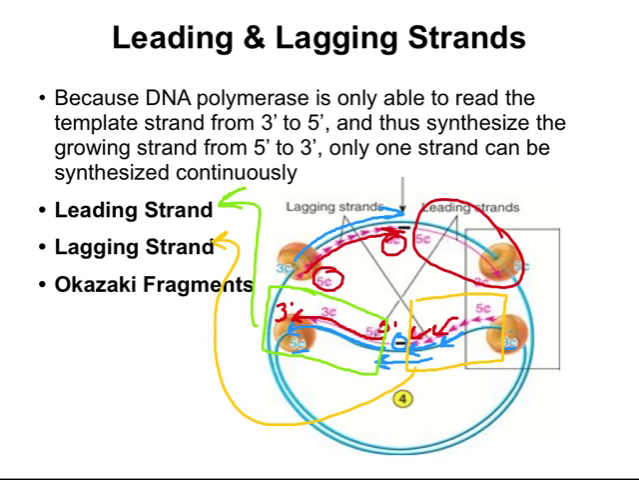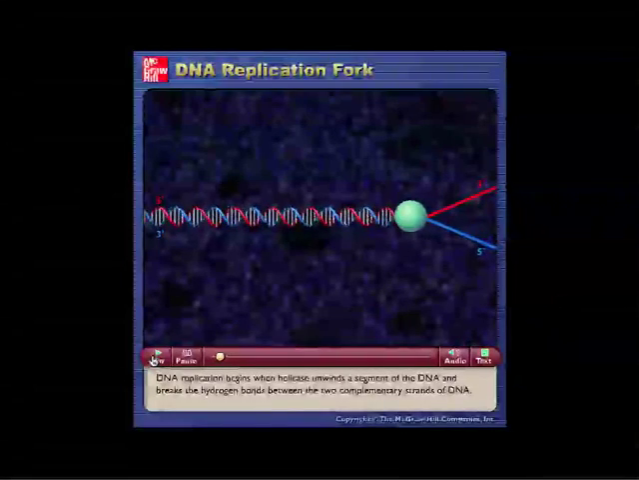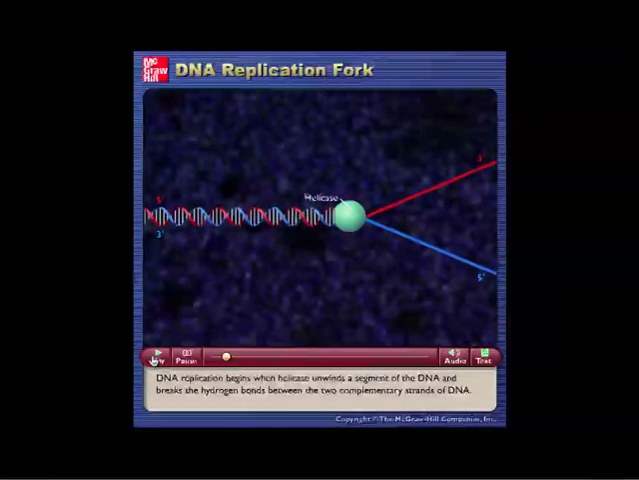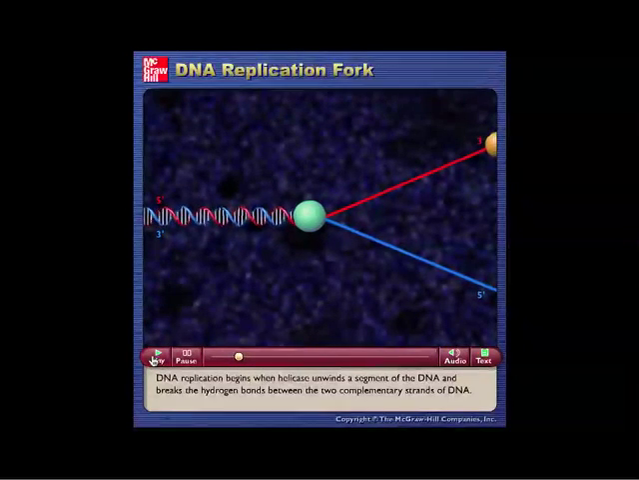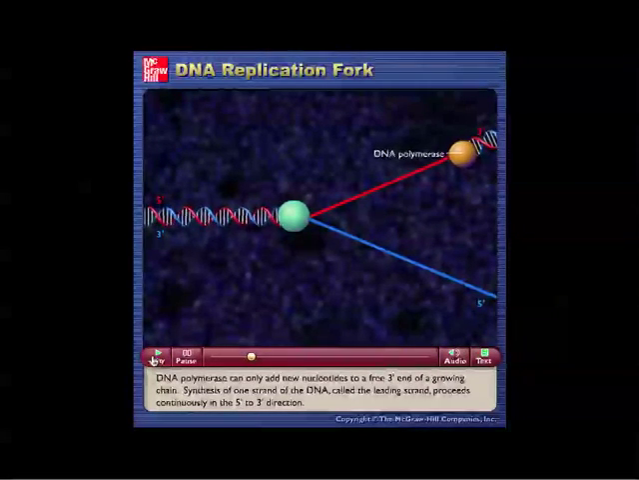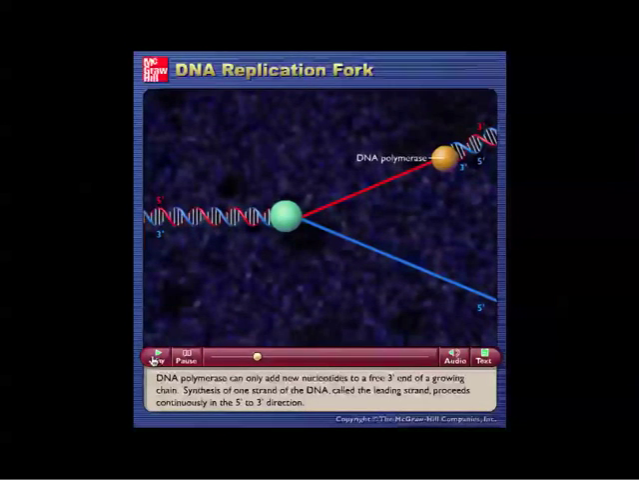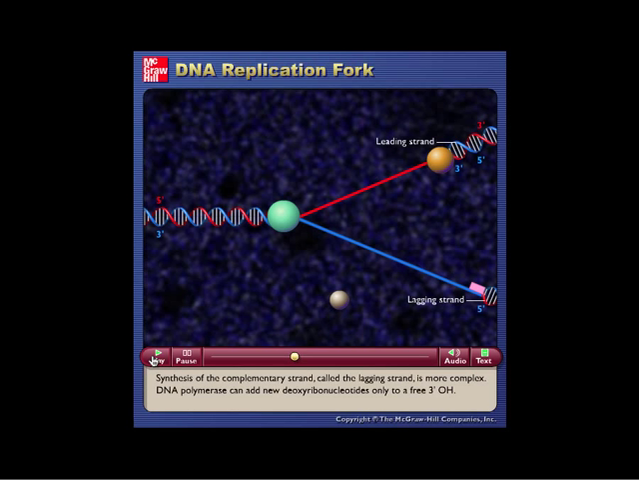And now let's take a quick look at another animation. DNA replication begins when helicase unwinds a segment of the DNA and breaks the hydrogen bonds between the 2 complementary strands of DNA. DNA polymerase can only add new nucleotides to a free 3' end of a growing chain. Synthesis of one strand of the DNA, called the leading strand, proceeds continuously in the 5' to 3' direction. Synthesis of the complementary strand, called the lagging strand, is more complex.